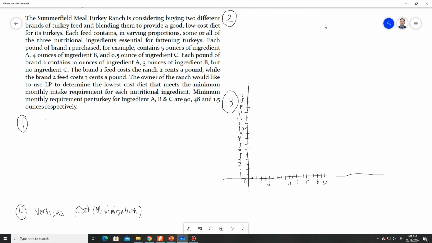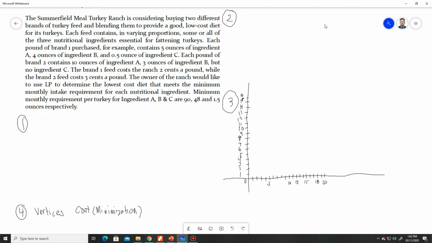So we will read. The Summerfield Mill Turkey Ranch is considering buying two different brands of turkey feed and blending them to provide a good low-cost diet for its turkeys. Each feed contains, in varying proportions, some of all of the three nutritional ingredients essential for fattening turkeys. Each pound of brand 1 purchased, for example, contains 5 ounces of ingredient A, 4 ounces of ingredient B, and 0.5 ounce of ingredient C.